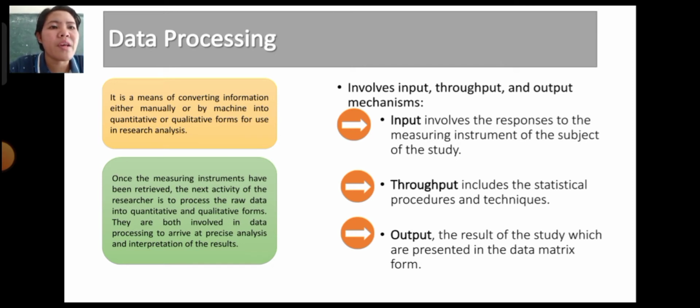Okay, data processing involves input, throughput, and output mechanisms. Input involves the responses to the measuring instrument of the subject of the study. Throughput includes the statistical procedures and techniques. Output is the result of the study which are presented in the data matrix form.